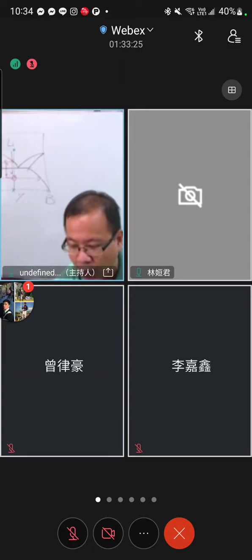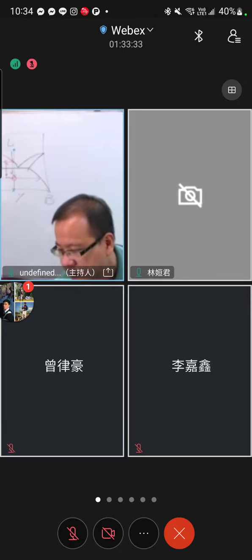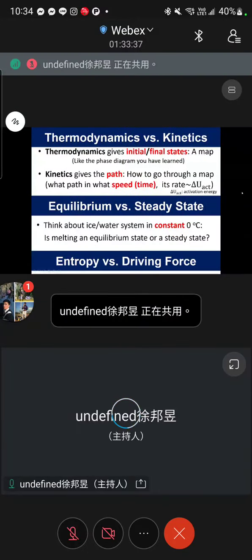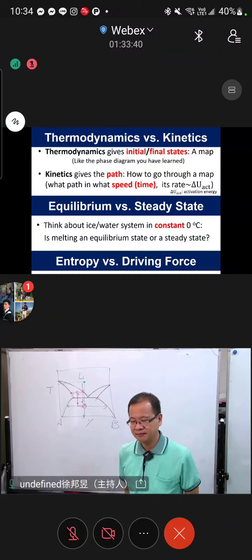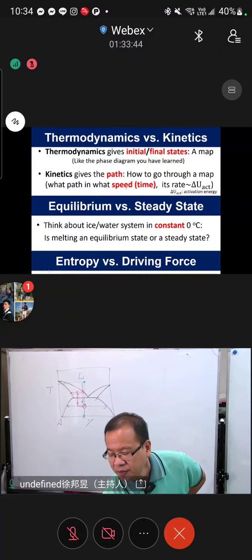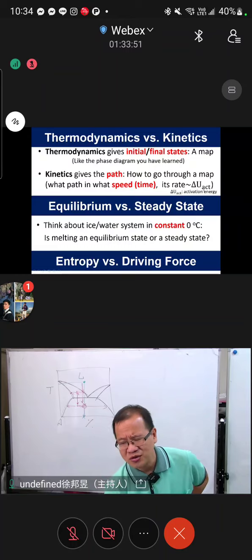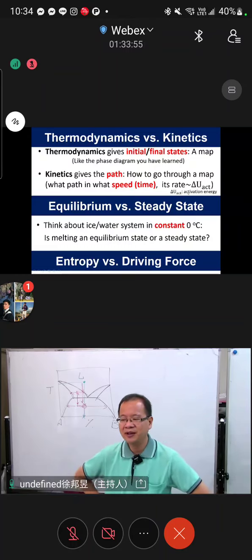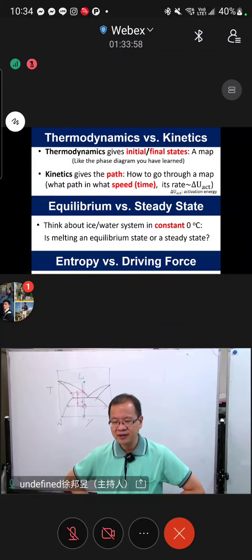Okay, go back to slices. Okay. And that's basically the top half behavior. And now you look at my mouse. You know diffusion takes time. And what does this mean? The rate depends on the activation energy. This delta U ACT means activation energy.